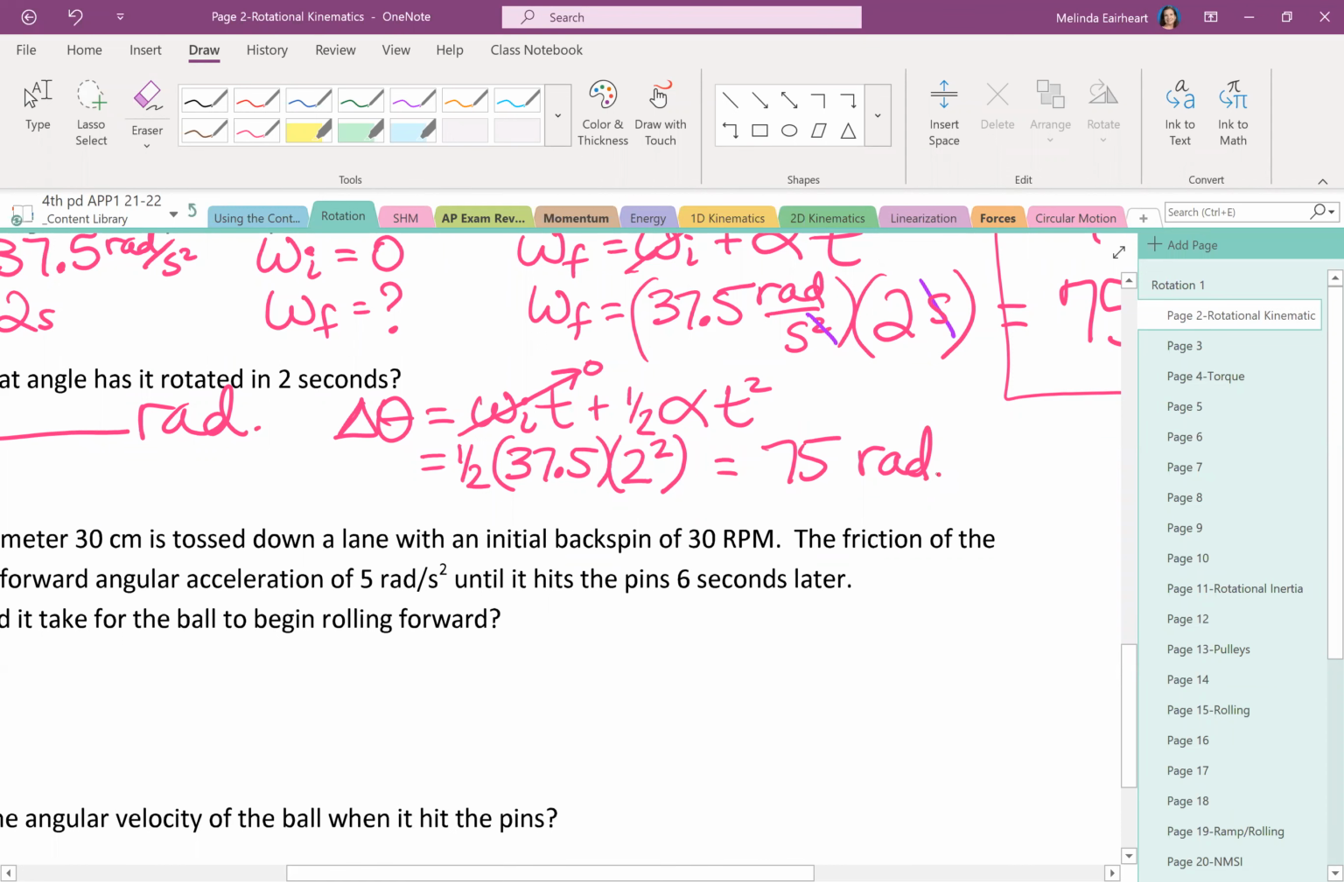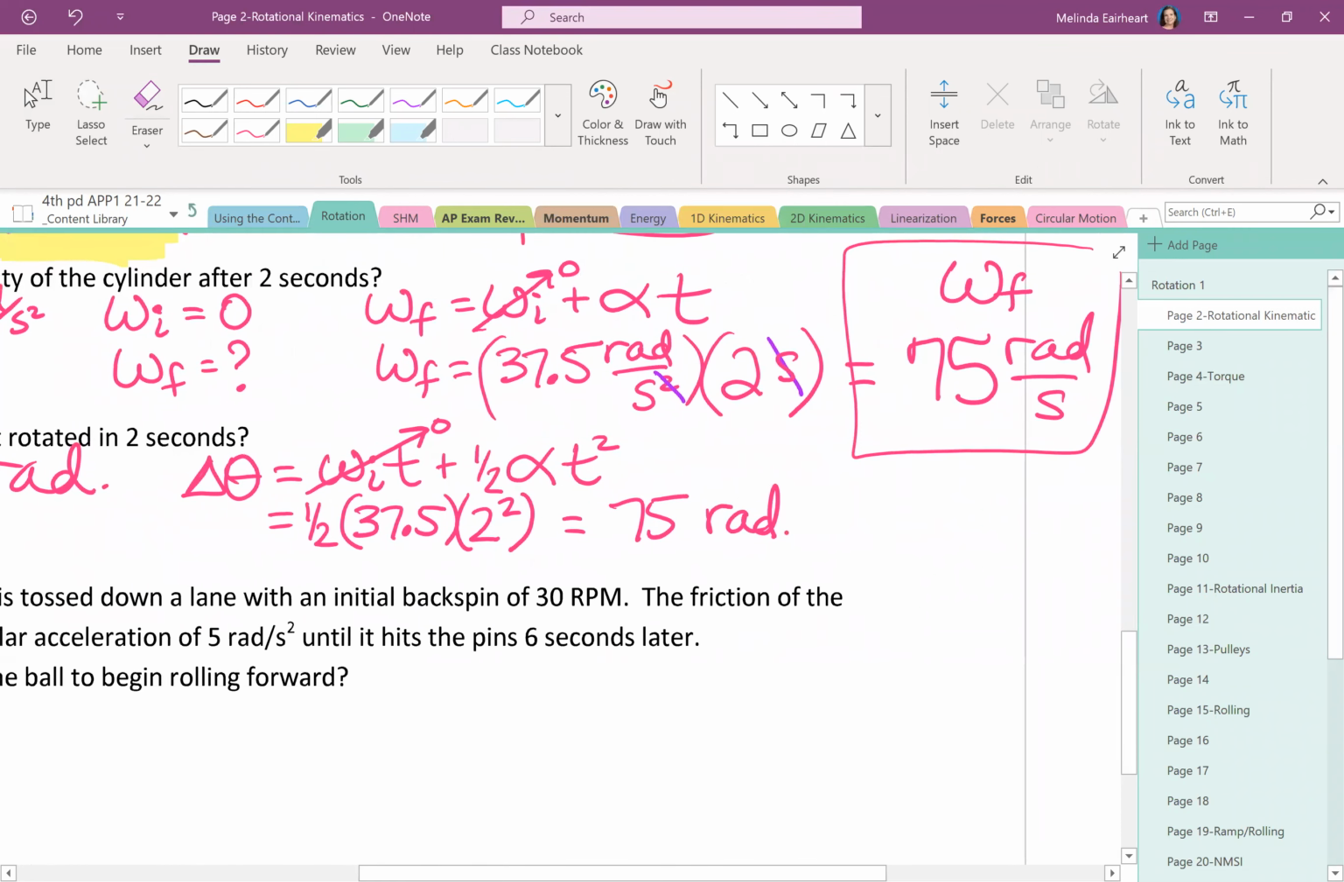Should I memorize that the final angular velocity and the angular displacement are always the same? No, I would not. Sometimes the magic of math happens. Coincidences do happen, right? And so we'll just end there.